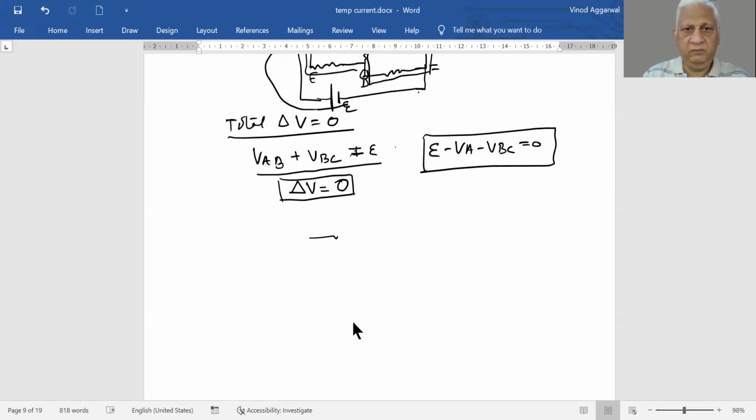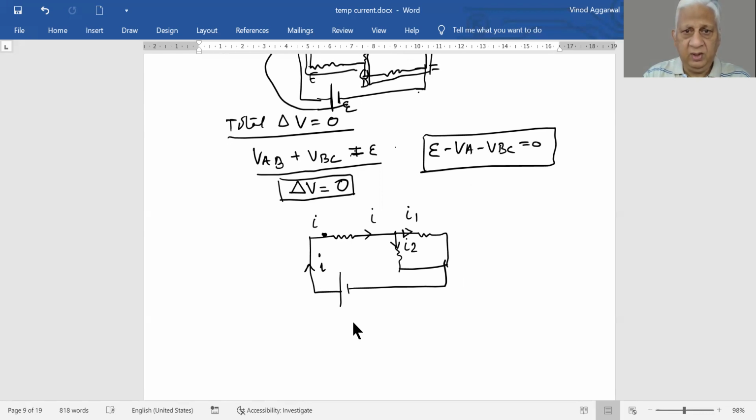Another way of saying it is like this. If there is any current going to a point, here it is I, here it is I. Now here it gets branched into I1 and I2. Let's talk about this junction. What happens at this junction? Incoming current is I, outgoing current is I1 plus I2.